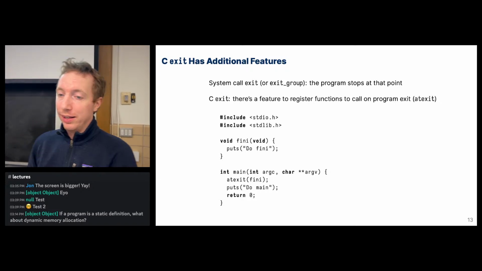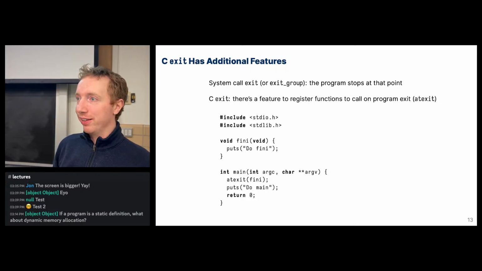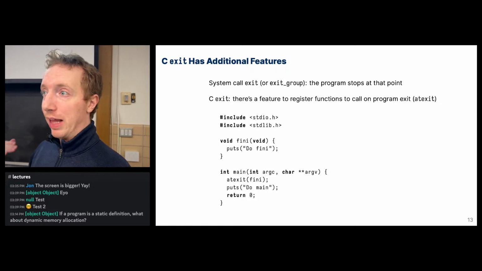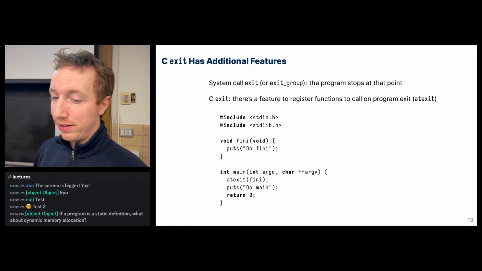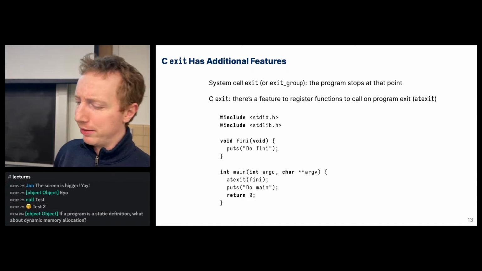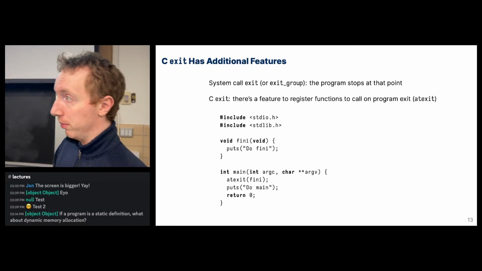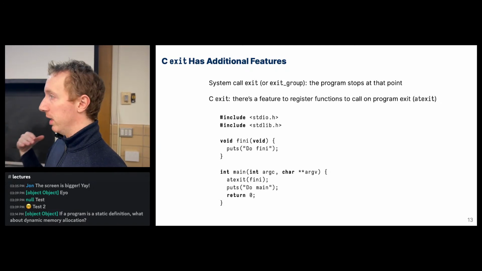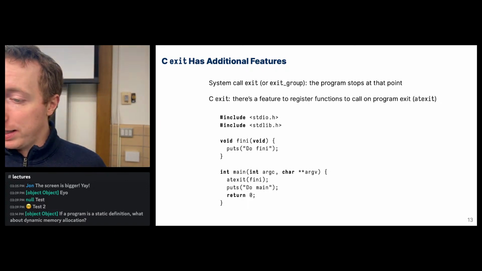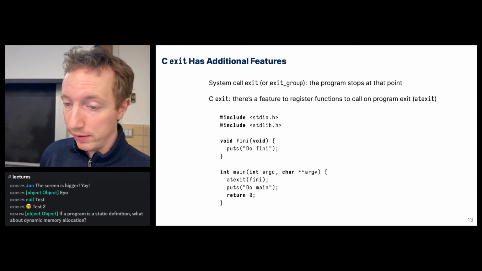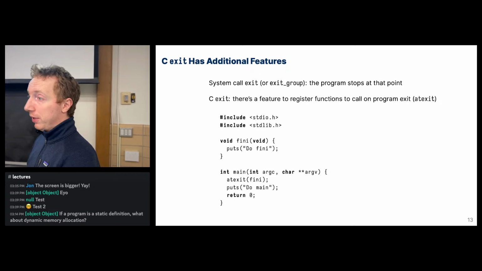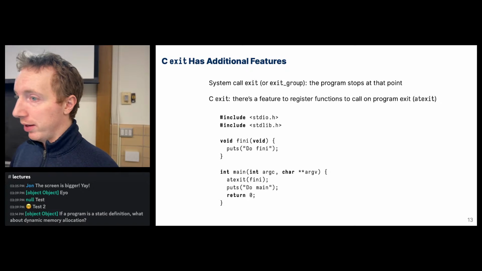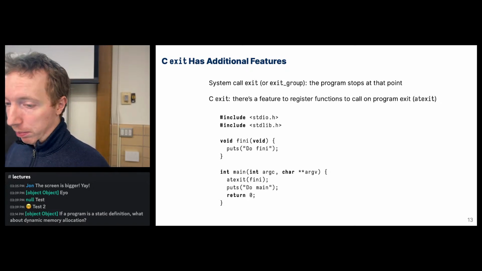So in C, the exit function is related to exit group, but what we saw before was that the process just ends. But in C, exit has some nice additional features. The exit or exit group system call terminates the process, it's done, it can't start anymore. But the C version of the exit call has a feature where you can register functions to happen whenever you exit, and they happen before the process dies.